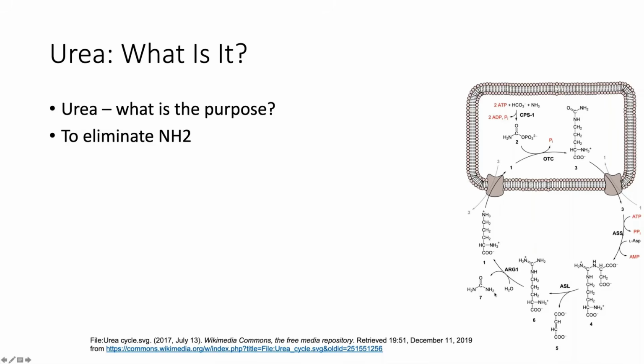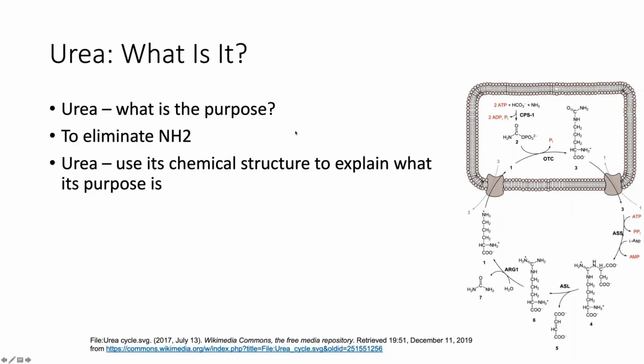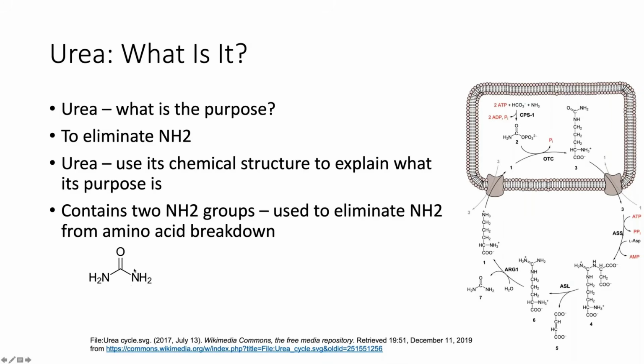So these NH2 molecules come from the amino acids. It's not really dissolving it per se, but you're adding the amine groups to a carbon, and you can eliminate this urea. So you can get rid of 2 NH2s per urea. And so you can use its chemical structure, as we just talked about, to explain the purpose, because it has 2 NH2 groups, and each of those NH2 groups came from a different amino acid. And so this is how you can eliminate it.